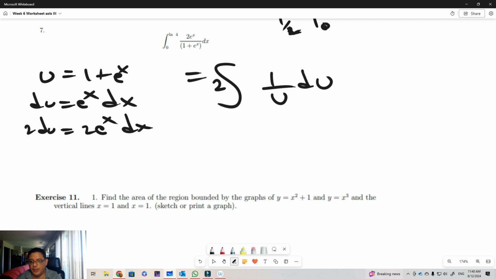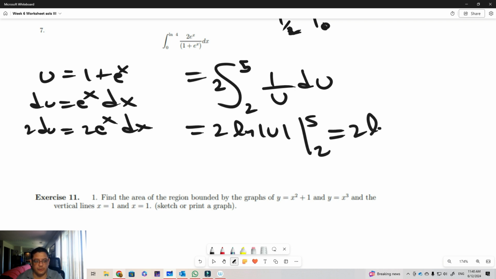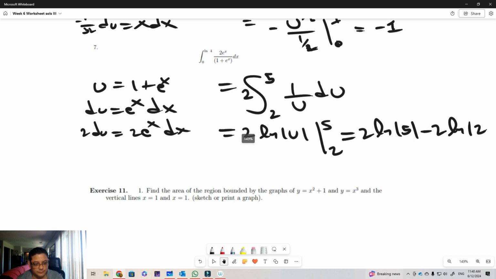And if we plug in 0, this becomes e to the 0, which is 1. 1 plus 1 is 2. And if I plug in log of 4, then e to the log of 4 becomes 4. So u becomes 5. So now the integral is twice log of absolute value of u between 2 and 5. And this is just 2 log of 5 minus 2 log of 2. And that is the end of integral 7.